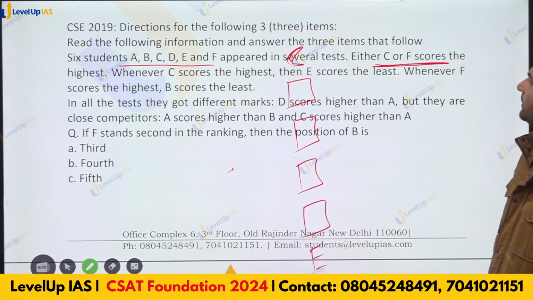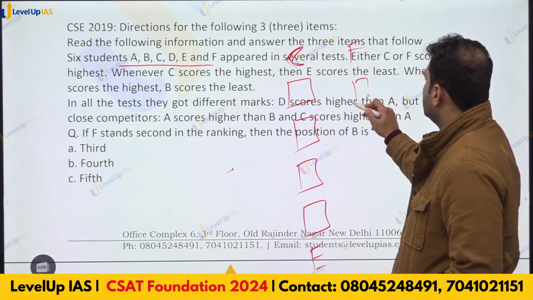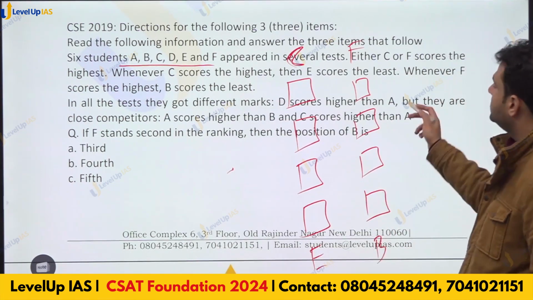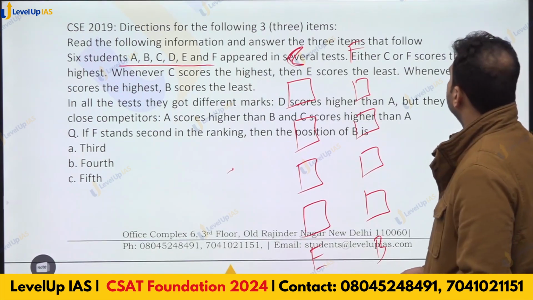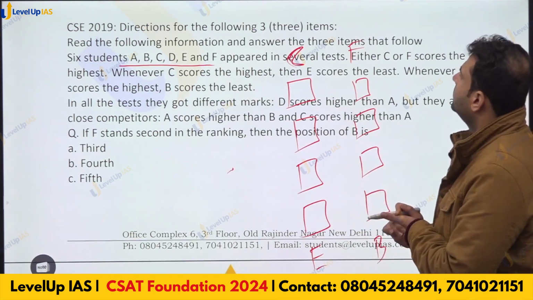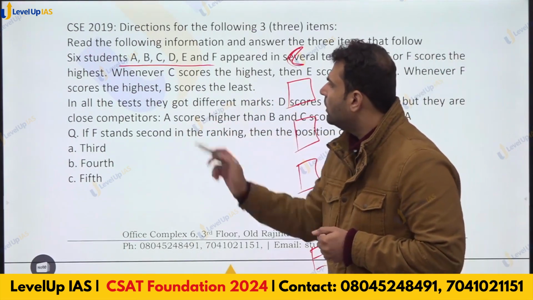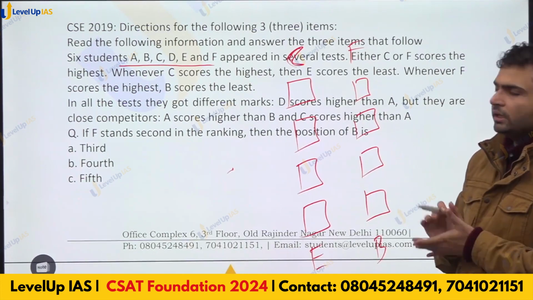And whenever F scores the highest, B scores the least. These are the 2 options that they provide. Fine. Whenever F scores the highest, B scores the least. In all the tests, they got different marks. Fine. In all the tests, they are getting different marks.